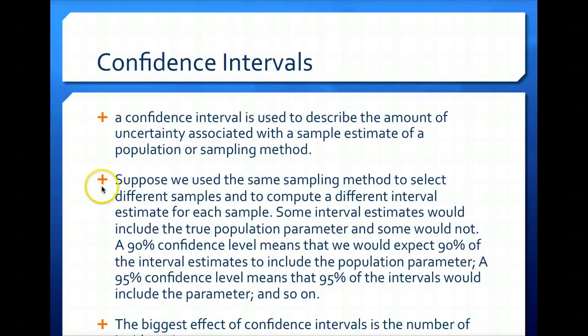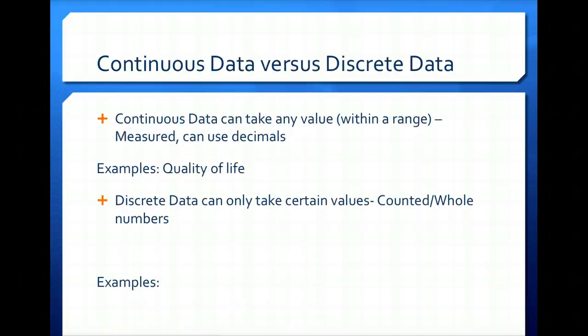So that's important to note. For confidence intervals, the biggest effect on confidence intervals is the number of incidents or occurrences. Now we've talked about continuous data. So what is continuous data and what are some examples?